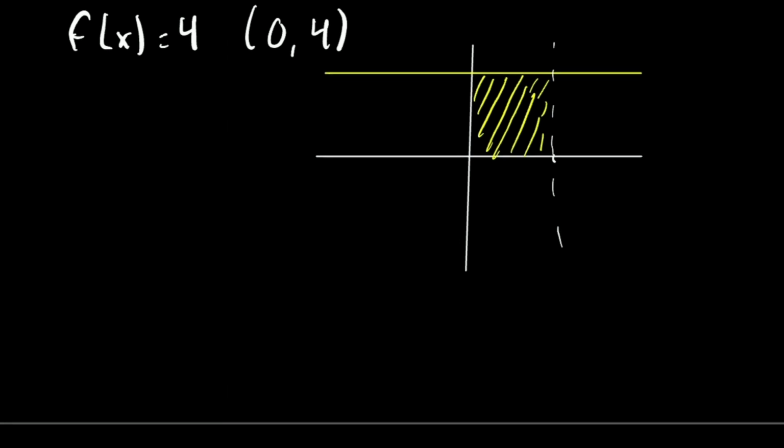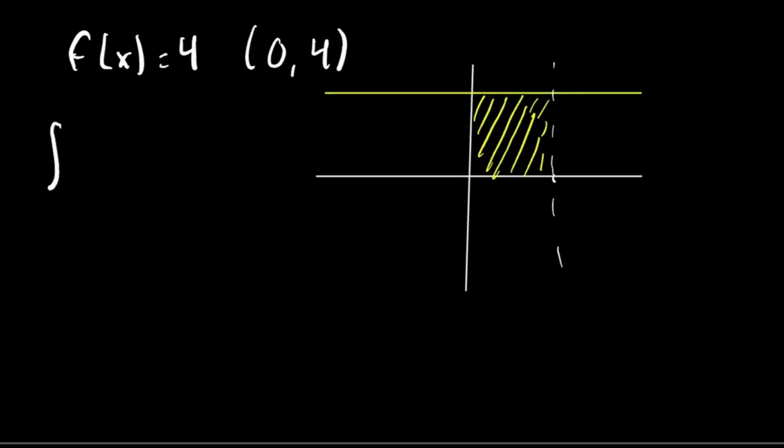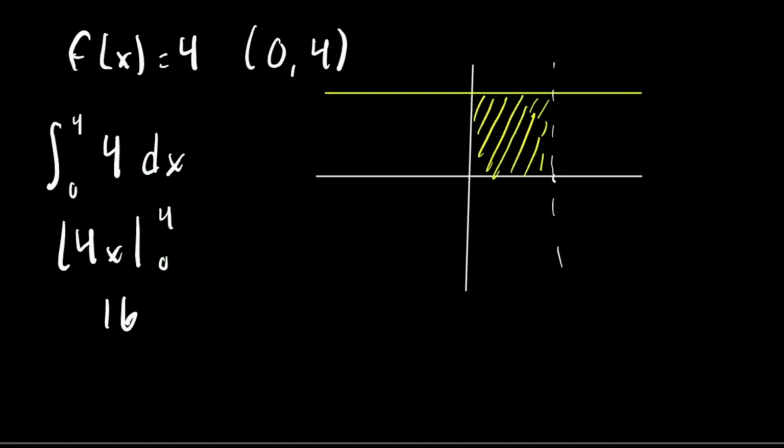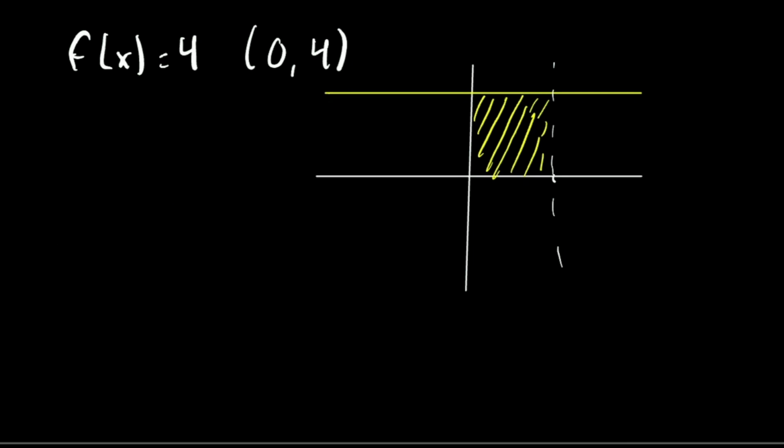And, well, if we wanted to take the area of that shaded region, we could either use calculus like we did before, where it's the integral from 0 to 4 of f of x, which is just 4 dx, and that would be 4x from 0 to 4, and we get 16. But we could also just see that it's a square and say 4 times 4, because it's a 4 by 4 square, and that equals 16. So we get the same answer there.